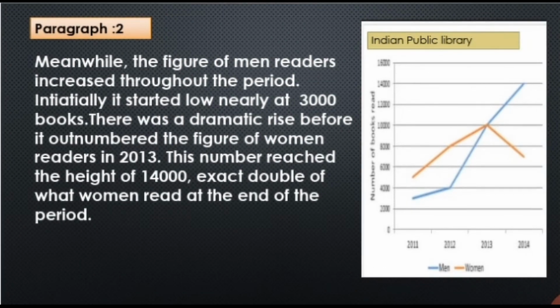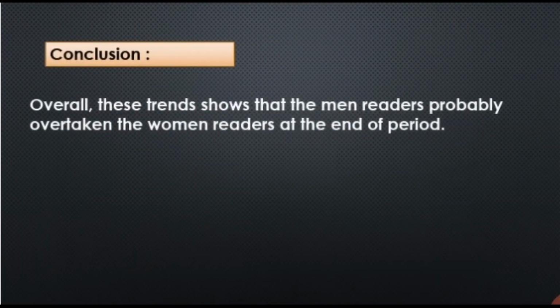So in this way, we have to focus, make sense and analyze the trends. As we solve some more analytical paragraphs, we will become familiar with it. The next one is the conclusion. The conclusion should also be very short, in a single sentence. We can write in this way: overall, these trends show that the male readers probably overtook the female readers at the end of the period.